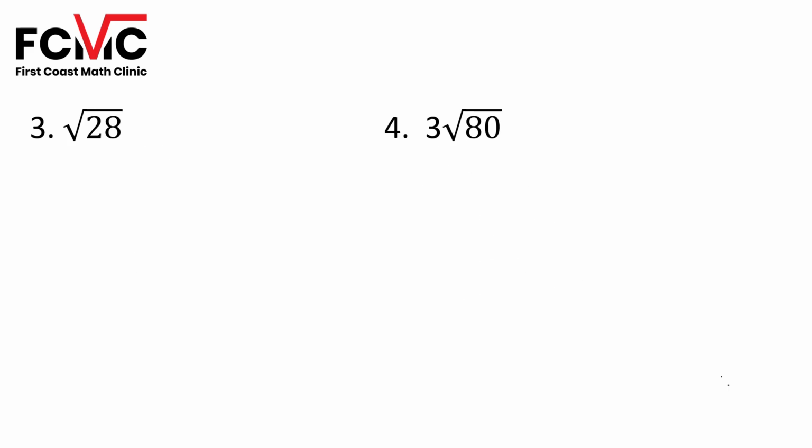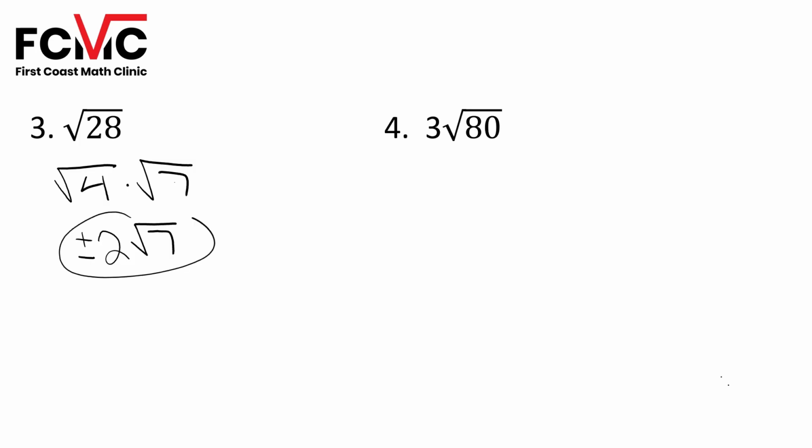Number 3, we've got square root of 28. 28 is not a perfect square, but we could factor it into square root of 4 times square root of 7. Square root of 4, that's our perfect square. So that's going to give us plus or minus, positive negative 2. 7, we can't factor it any further, so we're just going to multiply positive negative 2 times square root of 7. So that's our answer for number 3.